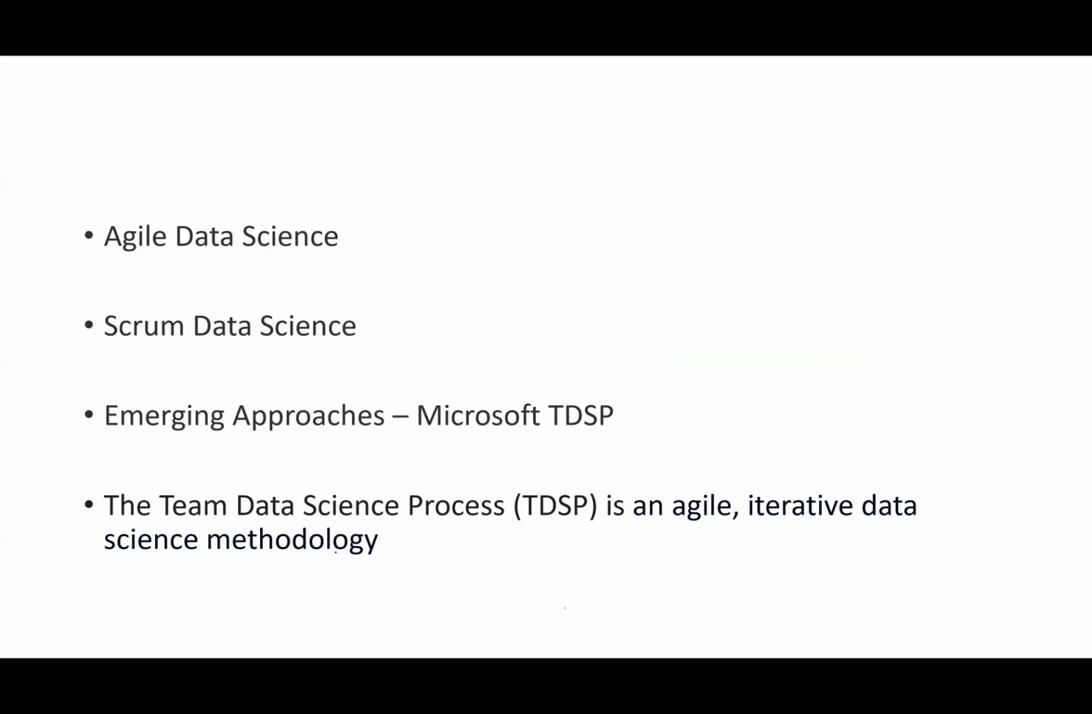Now we will discuss what an agile project is. You have different concepts in project management which we'll discuss in future. Here in general we'll discuss agile data science, project management, and scrum data science. We'll also discuss Microsoft TDSP. What is TDSP? It is nothing but the Team Data Science Process. It is a trademark of Microsoft, and it's called the Team Data Science Process.